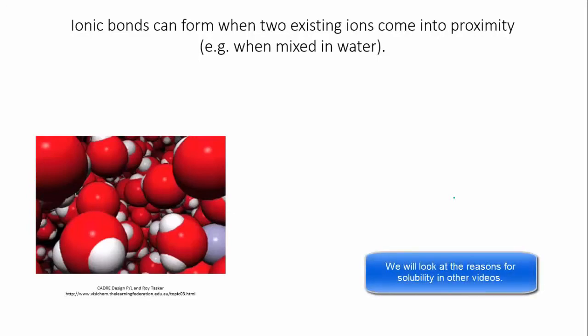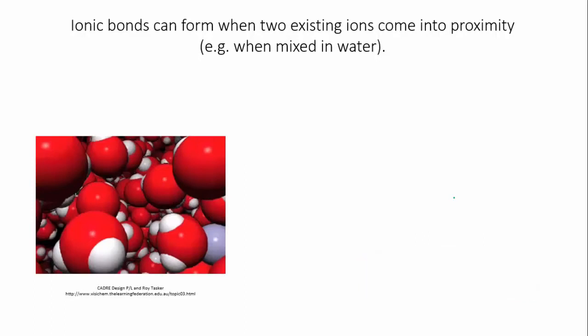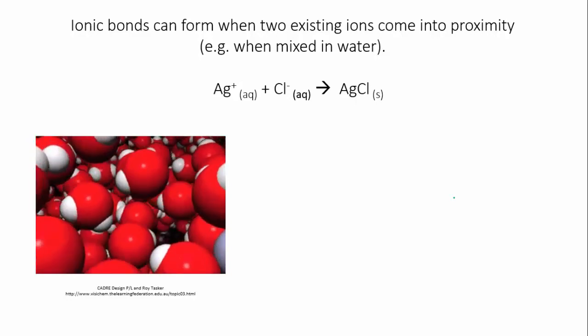If silver ions meet chloride ions in solution, they'll begin to stick together to form ionic bonds, which will create macroscopic particles which are visible as a solid precipitate. We can represent this by an equation called an ionic equation, where we show the individual ions coming together to form an ionic compound.